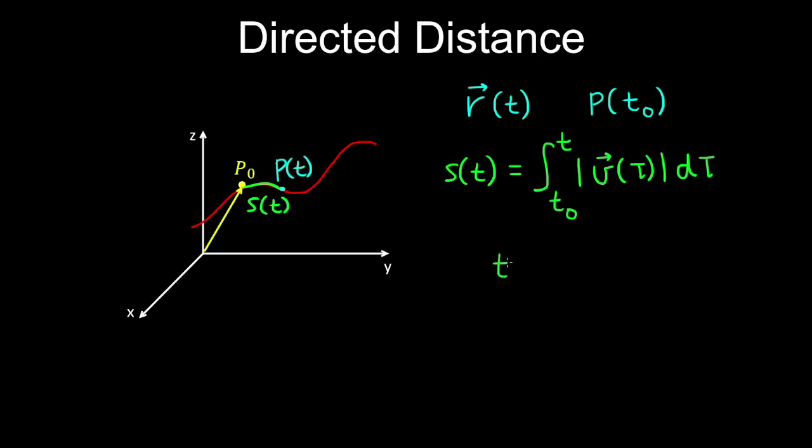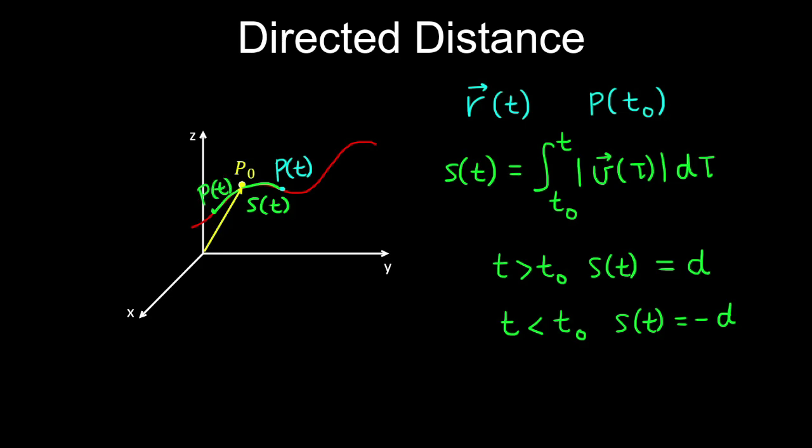Now when t is greater than t0, then s of t is the distance along the curve from the base point to a point located by t. And if t is less than t0, then this gives a negative result, and s of t is the negative of the distance from the base point to p of t.